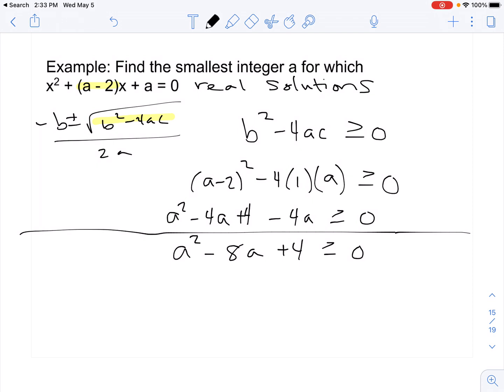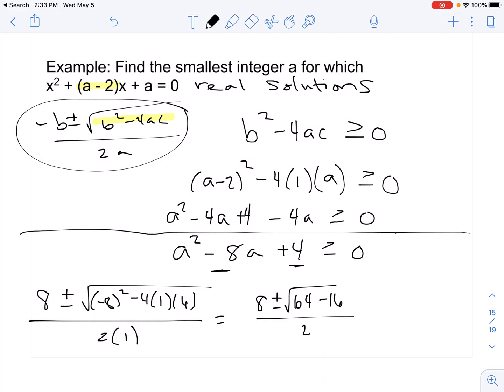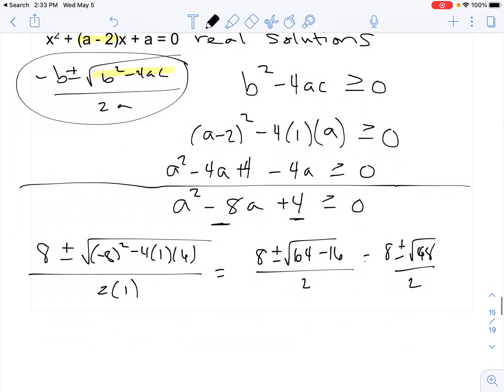So I'm going to see, does anything multiply together to be positive 4 and add to be negative 8? No. So now I'm going to use the quadratic formula to find my solutions. b is negative 8, so I'm going to do positive 8 plus or minus the square root of negative 8 squared minus 4 times 1 times 4, all divided by 2 times 1. So I get 8 plus or minus the square root of 64 minus 16, all divided by 2. 8 plus or minus the square root of 48 divided by 2. 48 can be simplified into 16 and 3, so 4 square root 3. If I divide these, I get 4 plus or minus 2 square root 3.